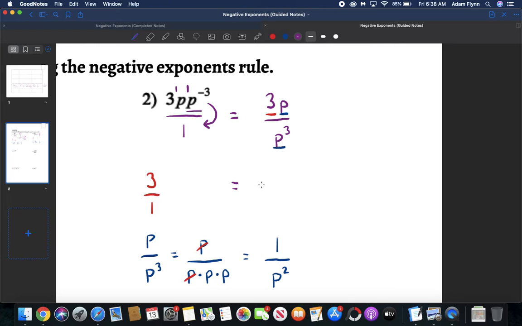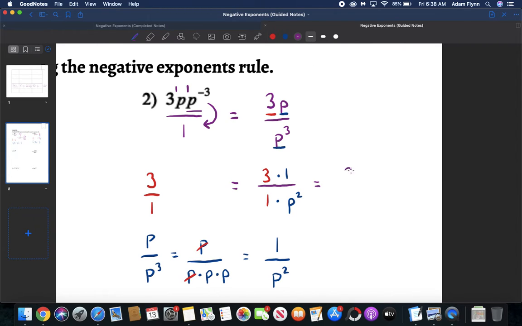So I'll draw my line. My red fraction was 3 over 1, so I'll put a 3 upstairs and a 1 downstairs. My blue fraction was 1 over p squared, so I'll put a 1 upstairs and a p squared downstairs. Now I can multiply the top and the bottom, and I should have my final answer.